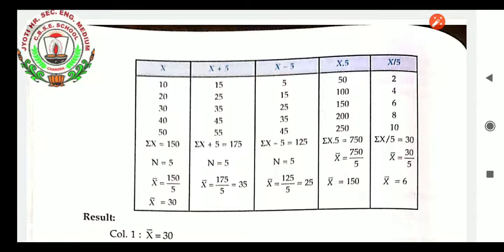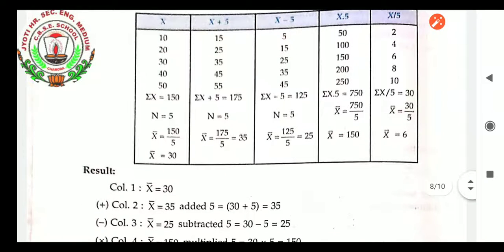What is the effect on x if 5 is added? What is the effect on x when 5 is subtracted? What is the effect on x when 5 is multiplied with x? What is the effect on x when x is divided by 5? We can see this total. It has been done, and we have got the sum of x in every question.